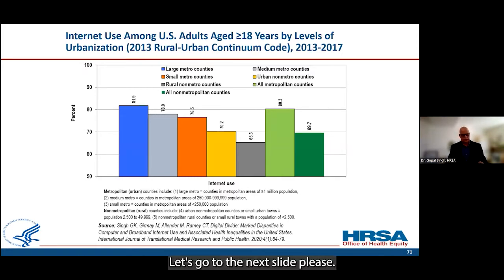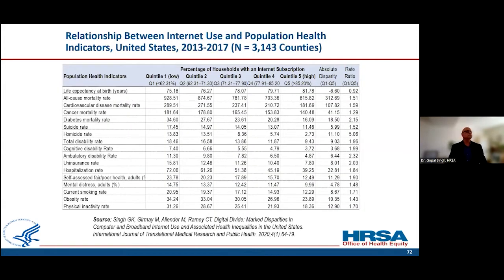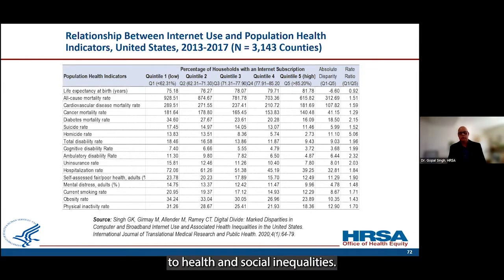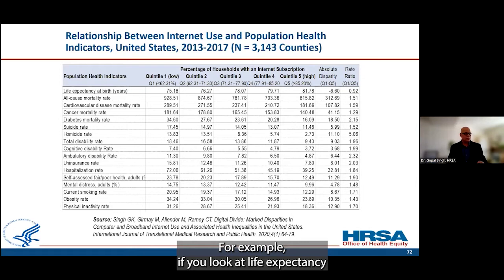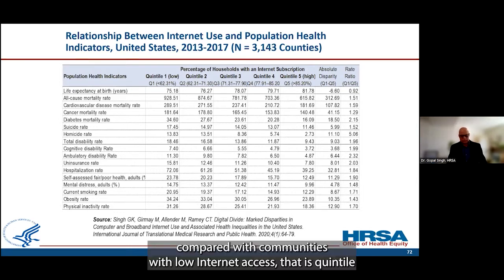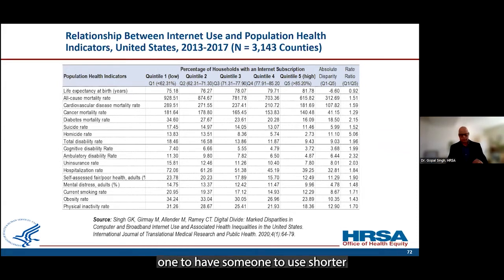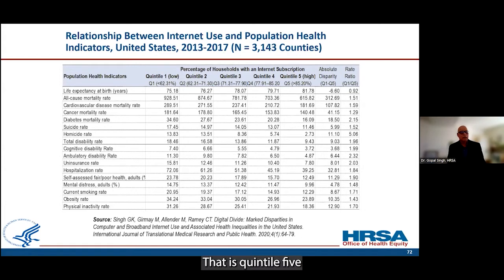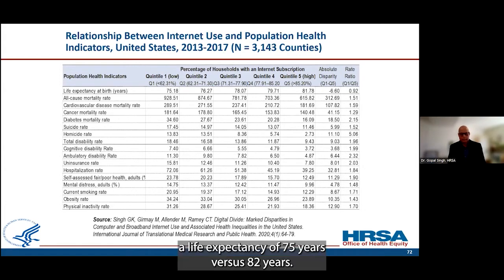As you can see here and in the next 2 slides, disparities in broadband access are strongly linked to health and social inequalities. For example, if you look at life expectancy, communities with low internet access, that is quintile 1, have 7 years shorter life expectancy than communities with high access, that is quintile 5. So you've got life expectancy of 75 years versus 82 years.